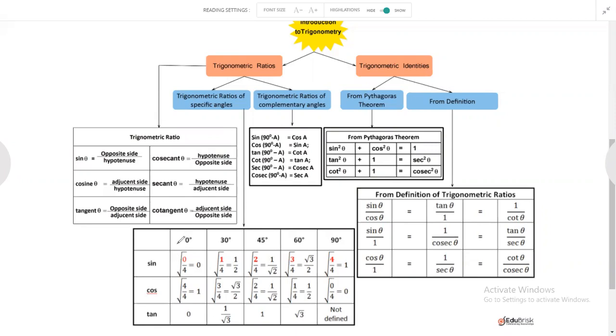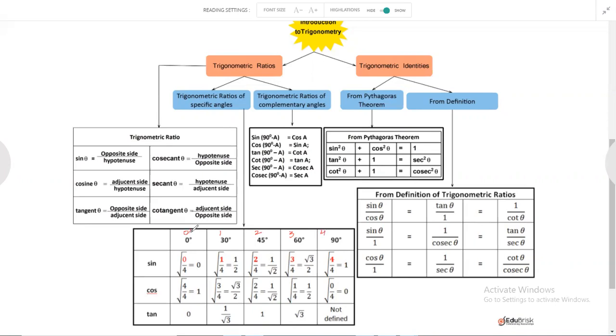First of all, you can form the table by writing the angles on the top as 0 degree, 30 degree, 45 degree, 60 degree and 90 degree, and down as rows like sine, cos and tan. After forming the table like this, on the top you can write 0, 1, 2, 3 and 4.